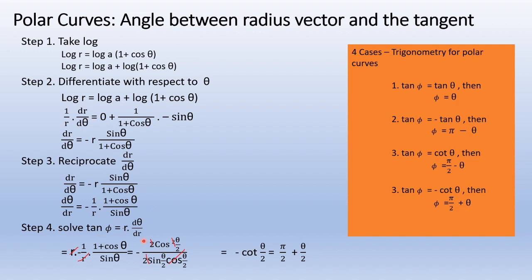Step 4. Solve. Tan phi is equal to r times d theta by dr, which is equal to r times minus 1 by r, 1 plus cos theta by sin theta. r and r get cancelled. 1 plus cos theta can be written as 2 cos square theta by 2, and sin theta can be written as 2 sin theta by 2 cos theta by 2. 2 and 2, cos theta by 2 and cos theta by 2 get cancelled. We get minus cot theta by 2. We know, if tan phi is equal to minus cot theta, then phi is equal to pi by 2 plus theta by 2.